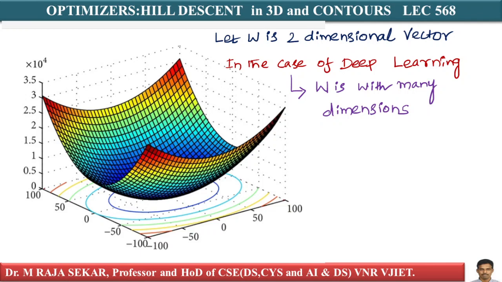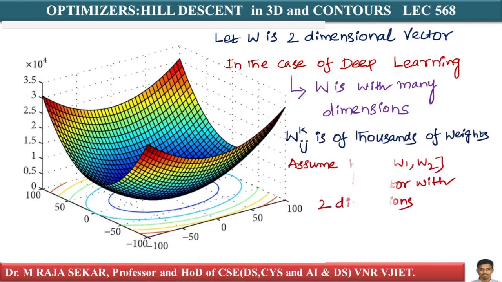But we try to understand what happens when W is one dimensional, then two dimensions. We can visualize up to three dimensions. We can't visualize any further. Let's assume my W is a vector of two dimensions. As I told you, W is really thousands of weights, but let's assume W equals W1, W2.